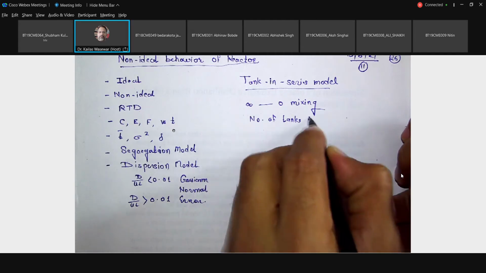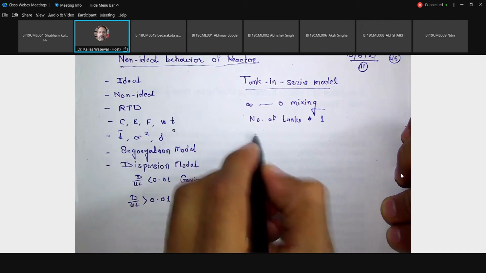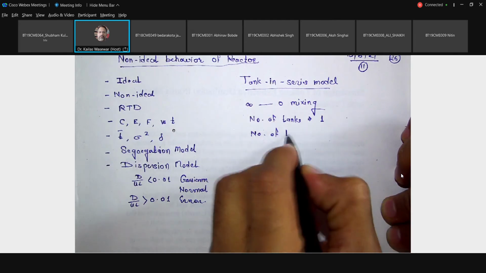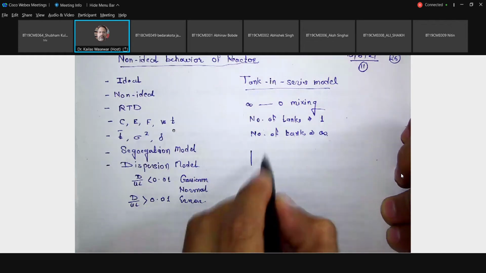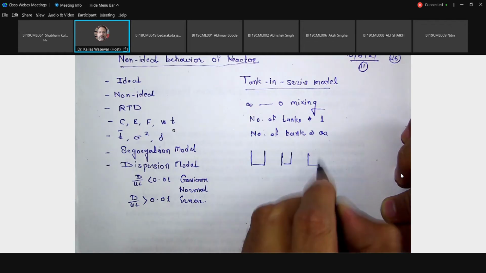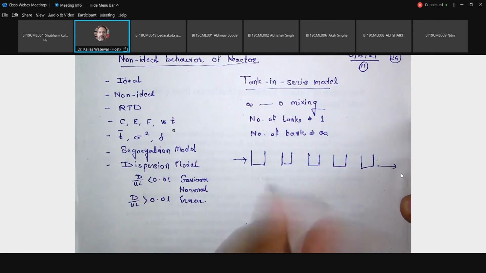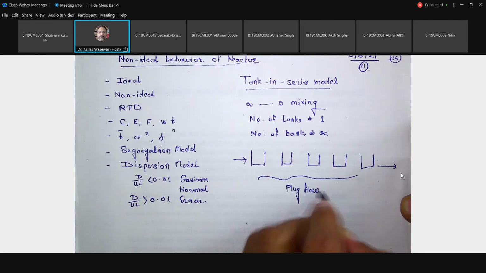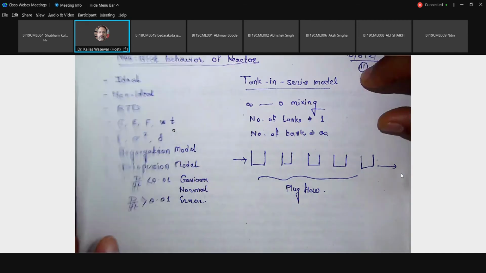If you are saying that the number of tanks is 1, what does it mean? It is a perfectly ideal mixed flow reactor. If the number of tanks is infinity, what does it mean? If you are arranging mixed flow reactors in series, what can you say about this? It will behave like a plug flow. You might have seen the mathematical expression or proof for this. Okay, tank in series, a simple case that we can see here now.